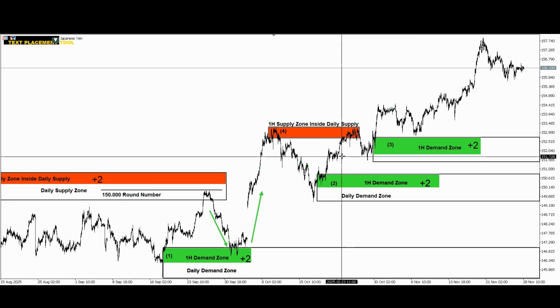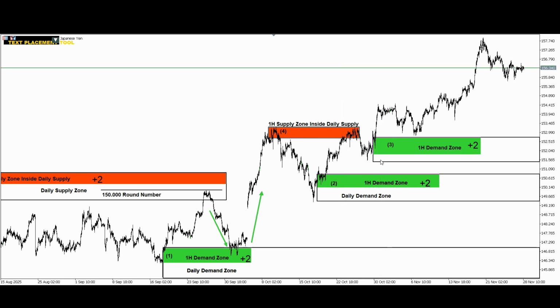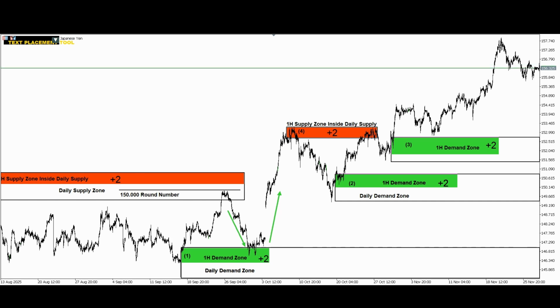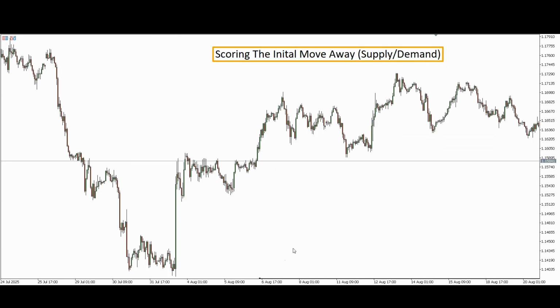The context is the daily. The daily zone tells us the institutional intent. It shows us where the banks initiated a major move. If we trade against the daily trend, we are swimming against the tide. So by trading inside the daily, we are sailing. The highest quality move away is what we call a vertical takeoff.